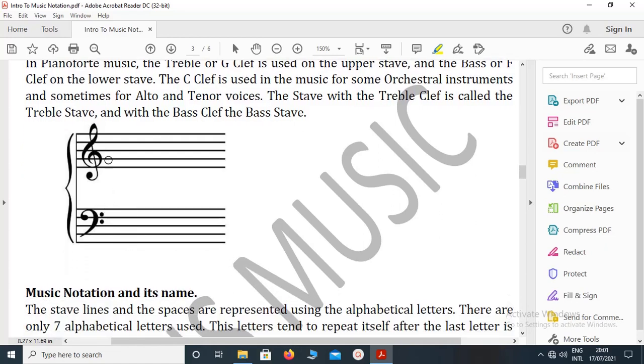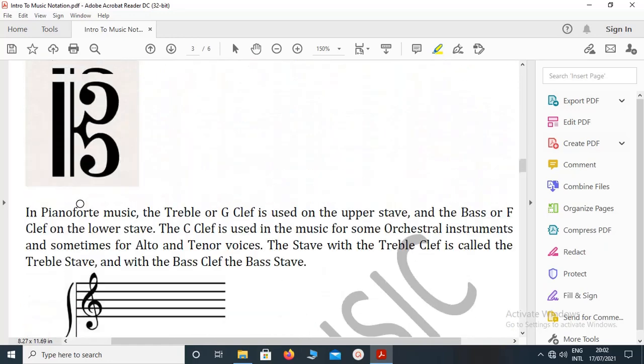Now, what I'm trying to say is, assuming there was this stave, and the whole of this stave did not have this symbol, it would just be there as a stave. But the moment we introduce this treble clef, this whole stave would be called the treble stave. Whereas if you introduce this symbol onto the stave, it will become the bass stave. That's what we are trying to say.